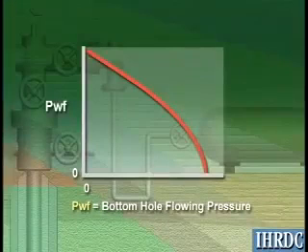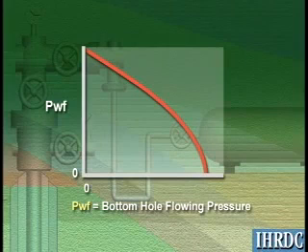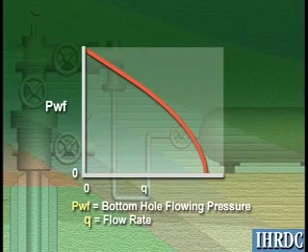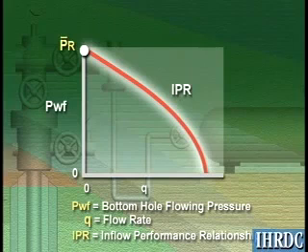Wally Gilbert, the father of modern production engineering, plotted the bottom hole flowing pressure versus the flow rate and referred to this curve as the inflow performance relationship, or IPR. This is a typical curve for a given average reservoir pressure.